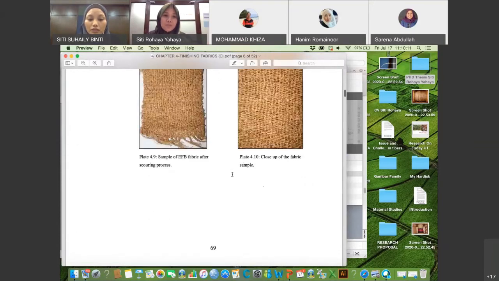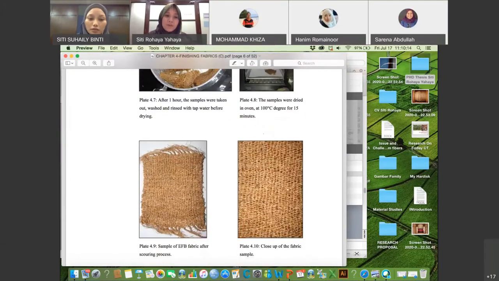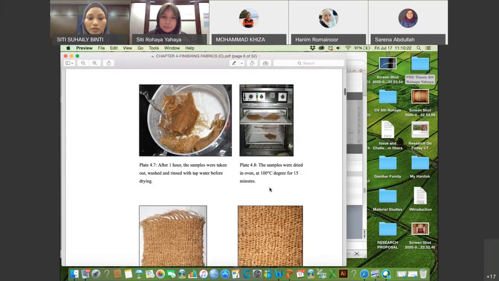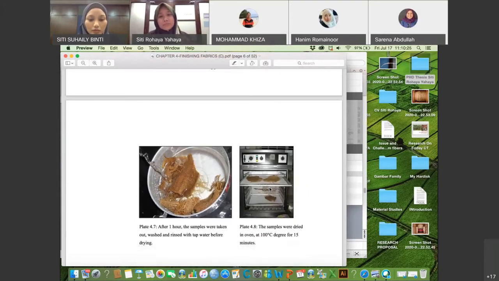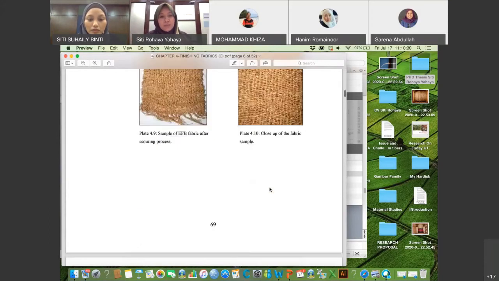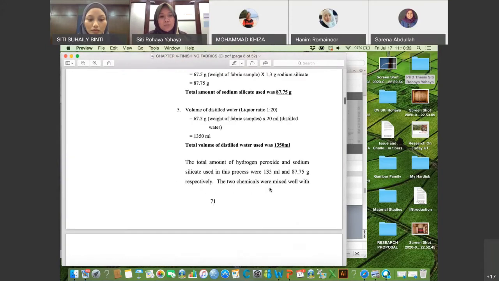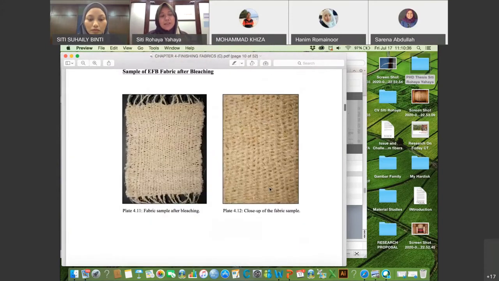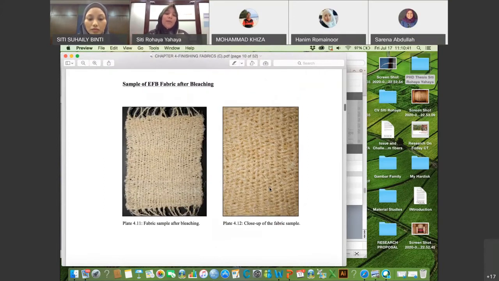Okay, as you can see from here, this is a sample of EFB fabrics after the scouring process. As you can see, the close up of the EFB fabric sample. This is before bleaching, so the color is still dark brown. Then when you go for bleaching, it turns whiter than before. So once you want to do the dyeing process, you need to bleach your fabrics or your fibers.